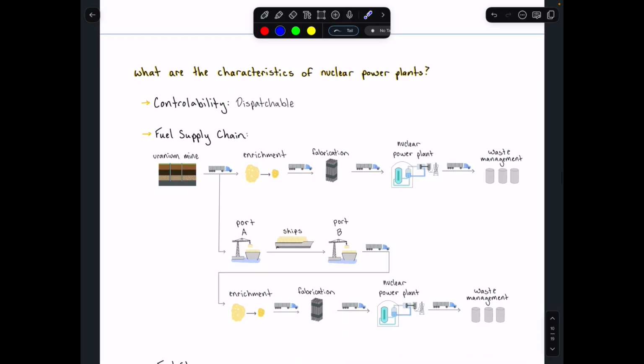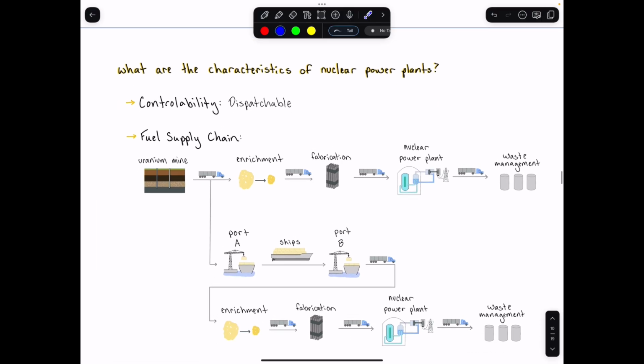Okay, now looking at the fuel supply chain. The fuel supply chain for uranium-235 for nuclear power plants begins with the mining of the uranium ore from the ground. So we start with this. And then once the uranium ore has been extracted, the uranium is processed and enriched to increase the concentration of U-235. So it goes through the enrichment process.